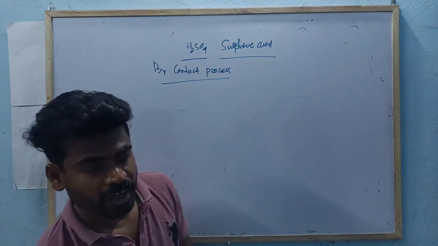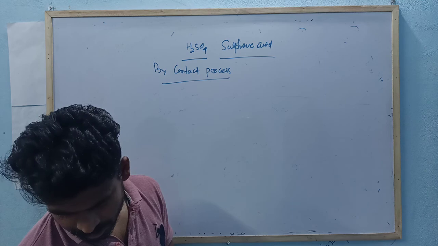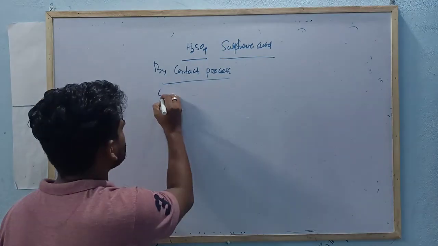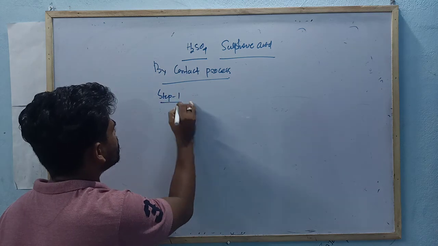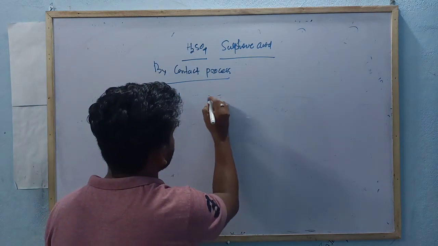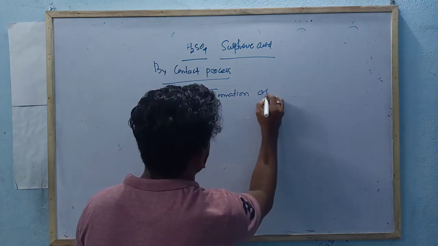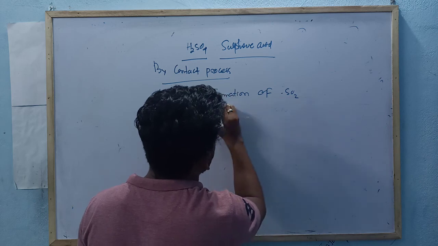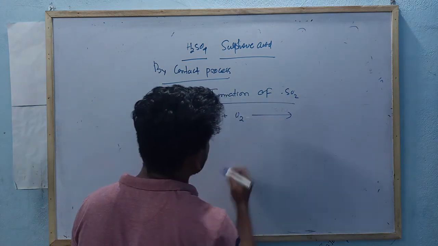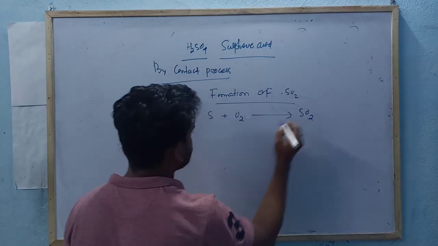In the contact process there are basically 4 steps. Step 1 is the formation of sulfur dioxide. Sulfur undergoes combustion in the presence of air and gets converted into SO2.